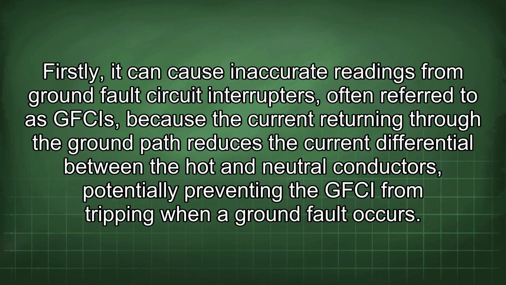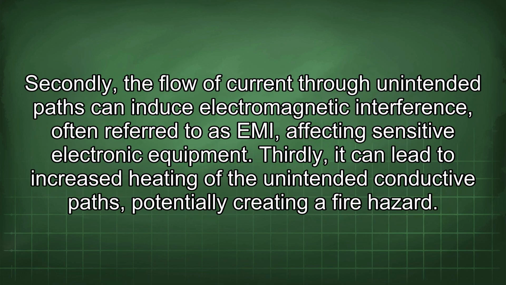Firstly, it can cause inaccurate readings from ground fault circuit interrupters, often referred to as GFCIs, because the current returning through the ground path reduces the current differential between the hot and neutral conductors, potentially preventing the GFCI from tripping when a ground fault occurs. Secondly, the flow of current through unintended paths can induce electromagnetic interference, often referred to as EMI, affecting sensitive electronic equipment. Thirdly, it can lead to increased heating of the unintended conductive paths, potentially creating a fire hazard.